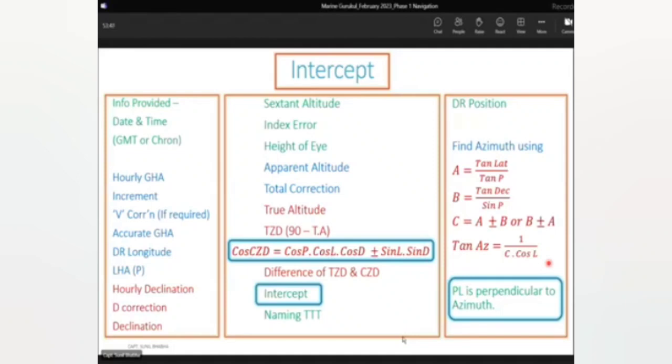Sir, can you show in drawings of it? How the PL is to be plotted? Okay, I'll show that, beta. Yes, thank you.